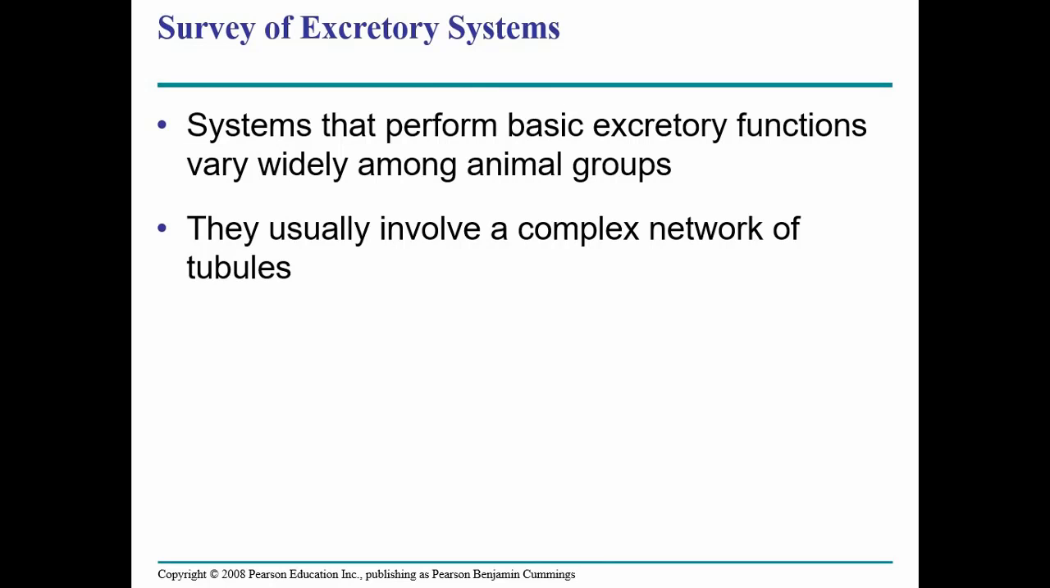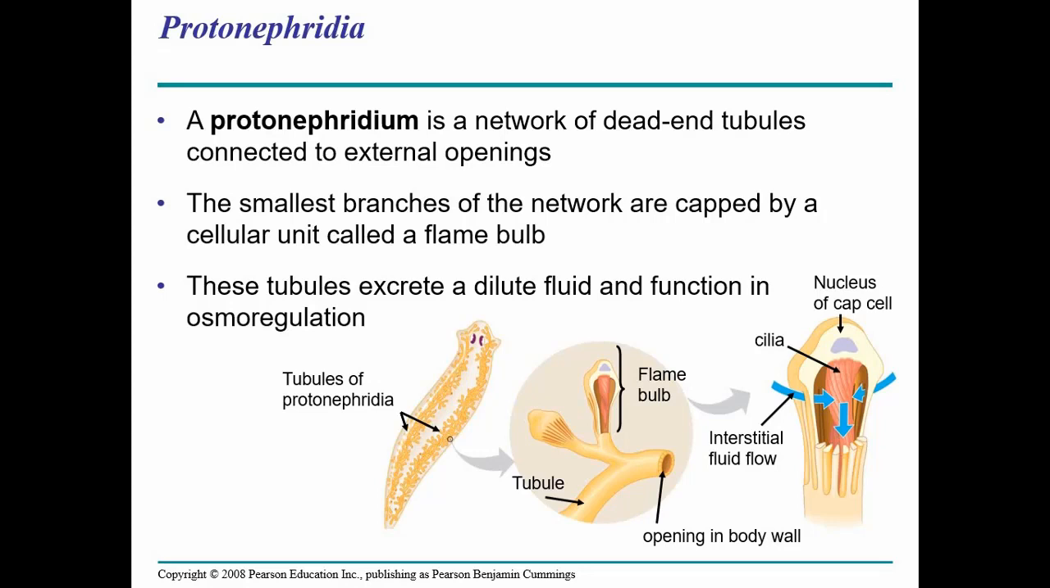Now we're going to see the types of excretory system. There are so many. So let's see number one. Number one, the very primitive, the very beginning excretory system, we call protonephridium. It's actually a network of interconnected tubules, and it has an opening. We can see this in planaria here, or a flatworm.